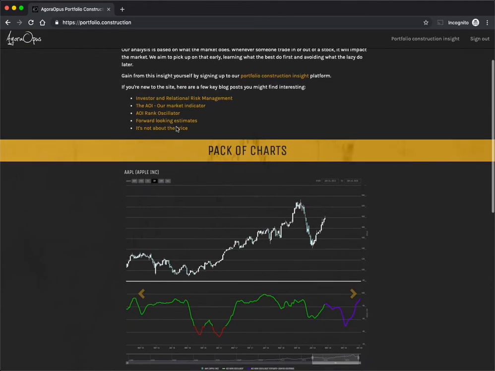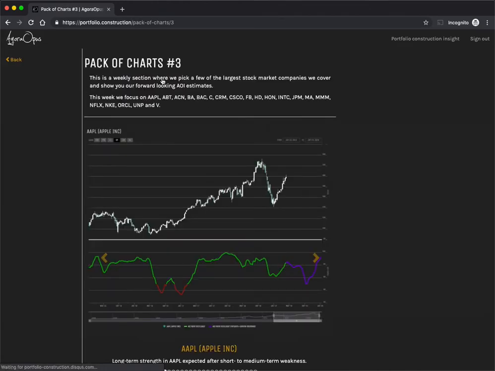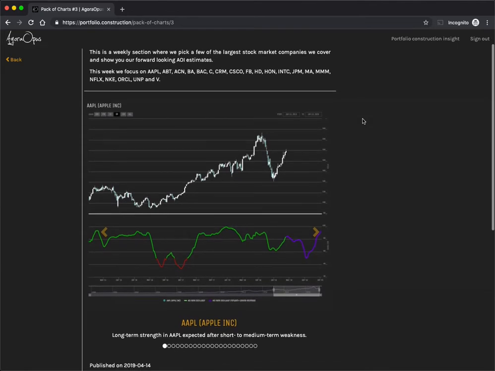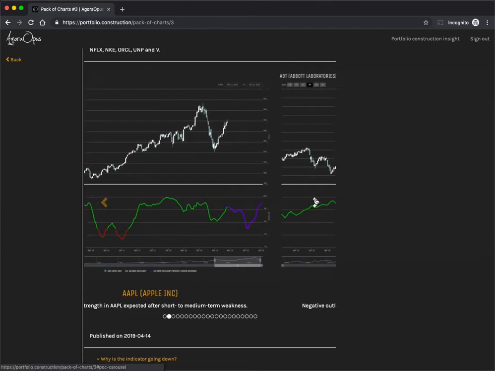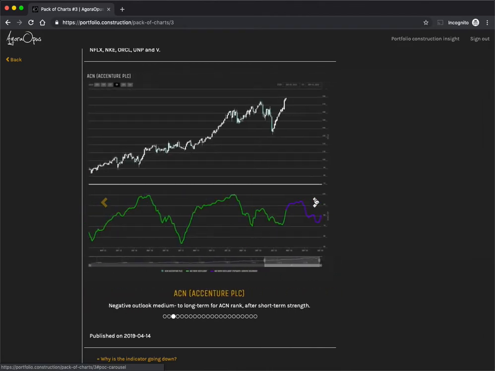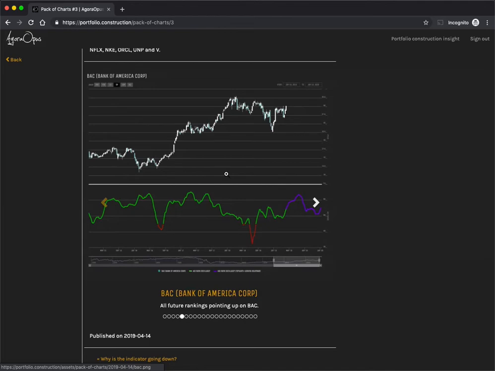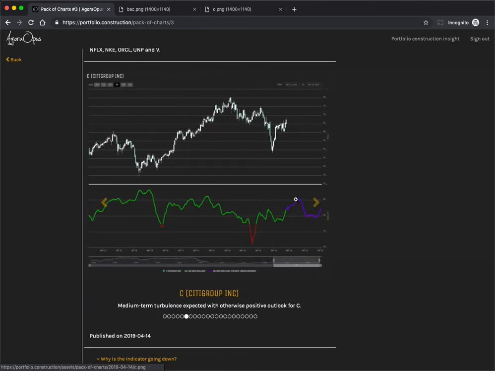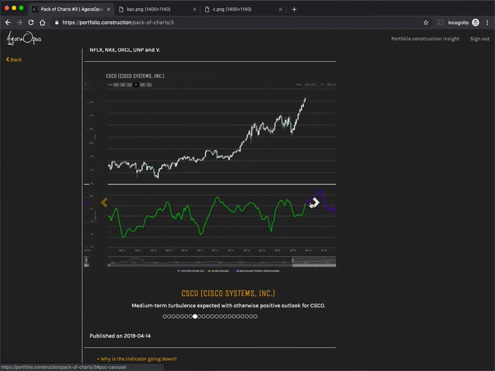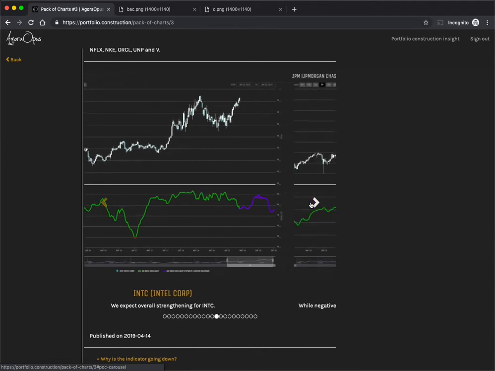All right, let's jump into it. Pack of charts. We released the third one on Sunday, and I'm not going to go through all these companies. You can do that yourself, but I wanted to highlight a few things that I find interesting, which I've been looking into for the last few weeks but haven't really been talking about. So let me just open up a few of these first.